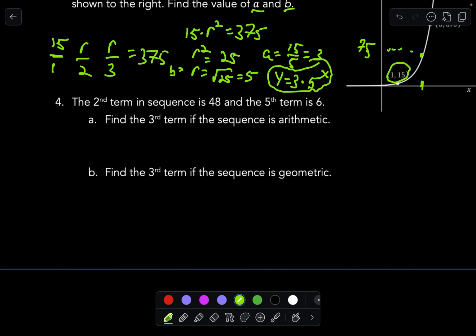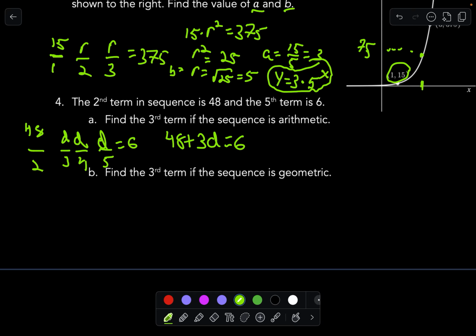The second term in a sequence is 48, and the fifth term is 6. So we got the second, and we got 3, 4, 5, and the fifth equals 6. And they said find the third term if the sequence is arithmetic. So what you got to figure is if you're out here at 48, and then you're adding d each time, it'll be 48 plus 3d will equal 6.